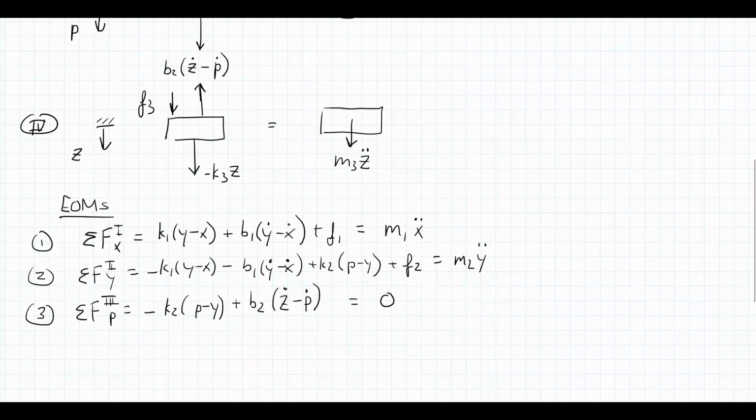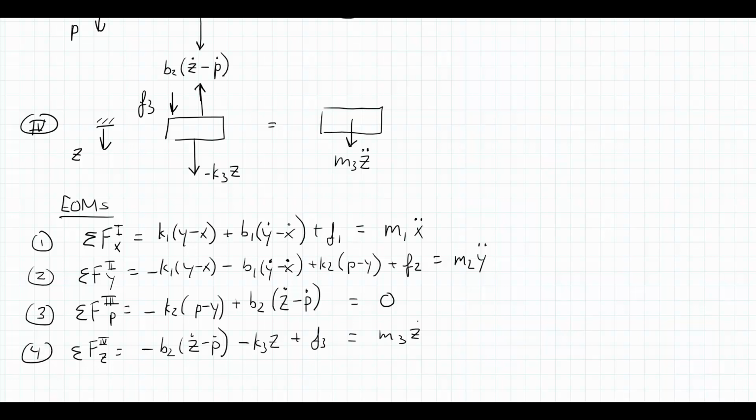And equation of motion 4 coming from the fourth picture. In the Z direction, we will have a negative B2 (Z dot minus P dot). We will have along the positive Z direction a negative K3 times Z, and then applied third force F3 equals M3 Z double dot. For equations of motion, a lot to write since we had those 4 free body diagrams.